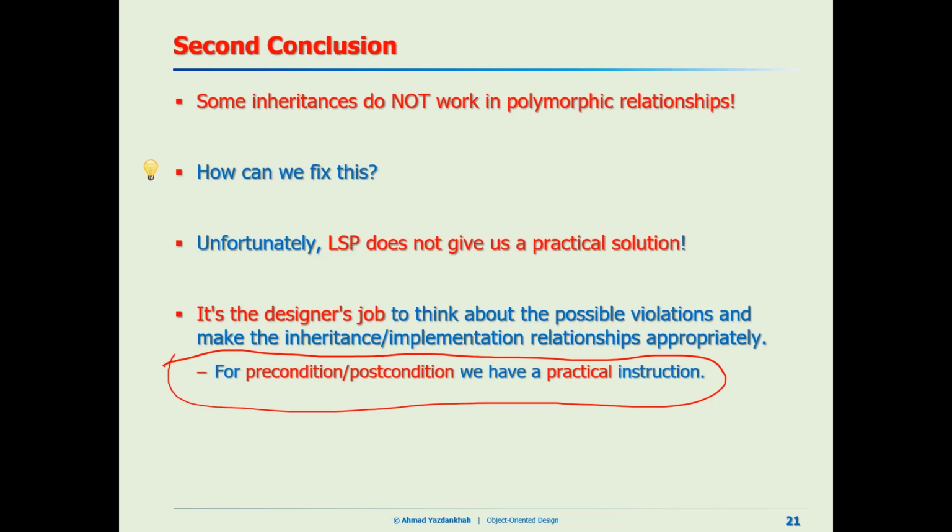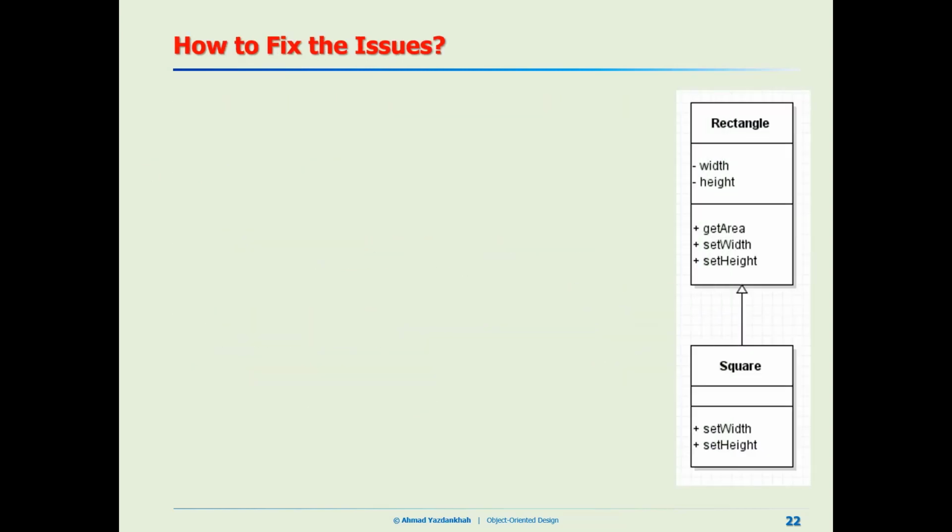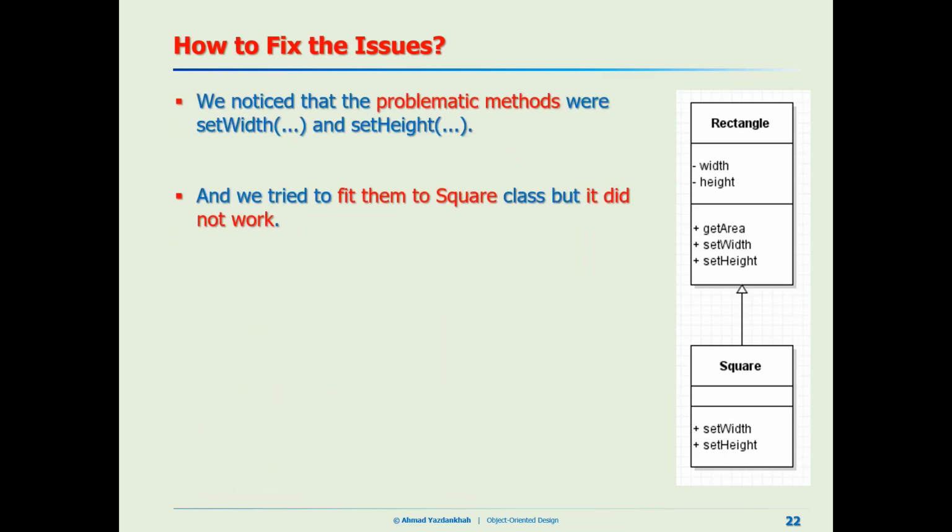So to satisfy the LSP, as a designer, you need to think more and try to remove all of those problematic methods. In our example, the problematic methods were setWidth and setHeight from the rectangle, and we tried to fit them for the square, but it didn't work. So it doesn't work that way.